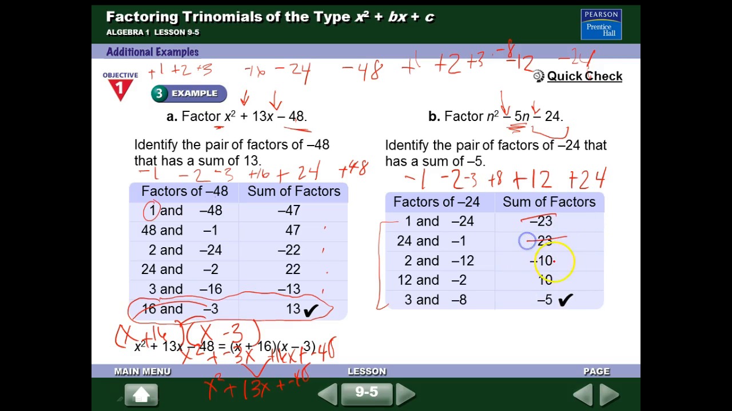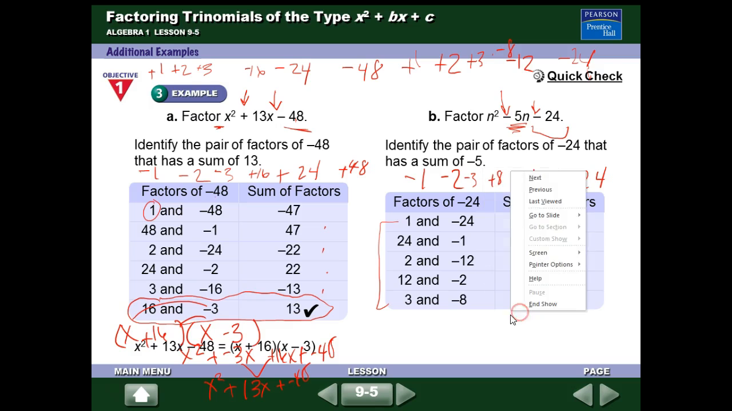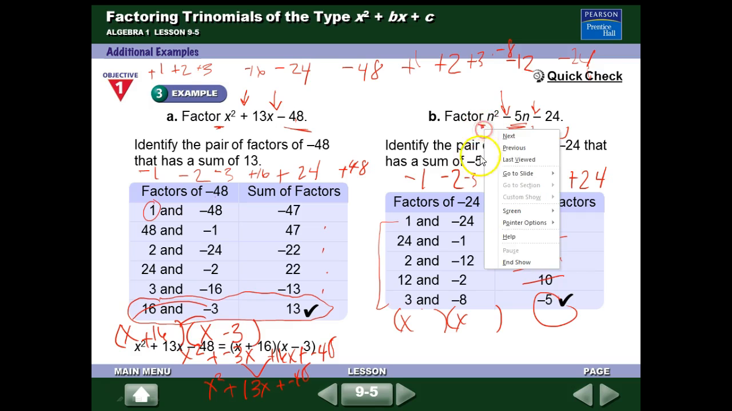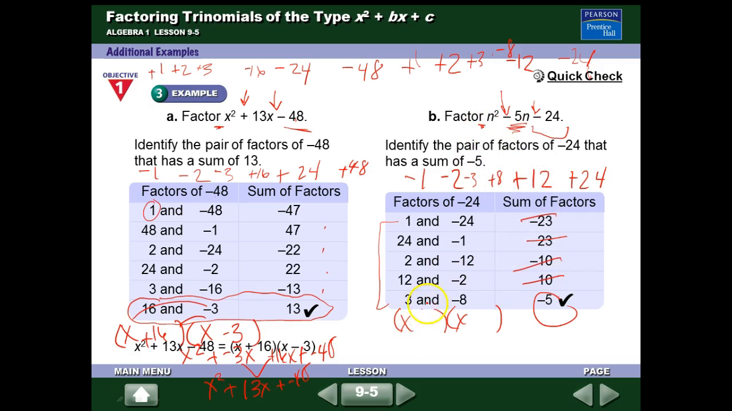24 plus negative 1 doesn't work. 2 plus negative 12 doesn't work. 12 plus negative 2 doesn't work. Now let's try this. 3 plus negative 8 gives me a negative 5, which is what I'm looking for. So once again, create my two sets of parentheses. I'm using x and x because my leading coefficient is 1, which we'll get into more later. I'm using a plus 3 and a minus 8.